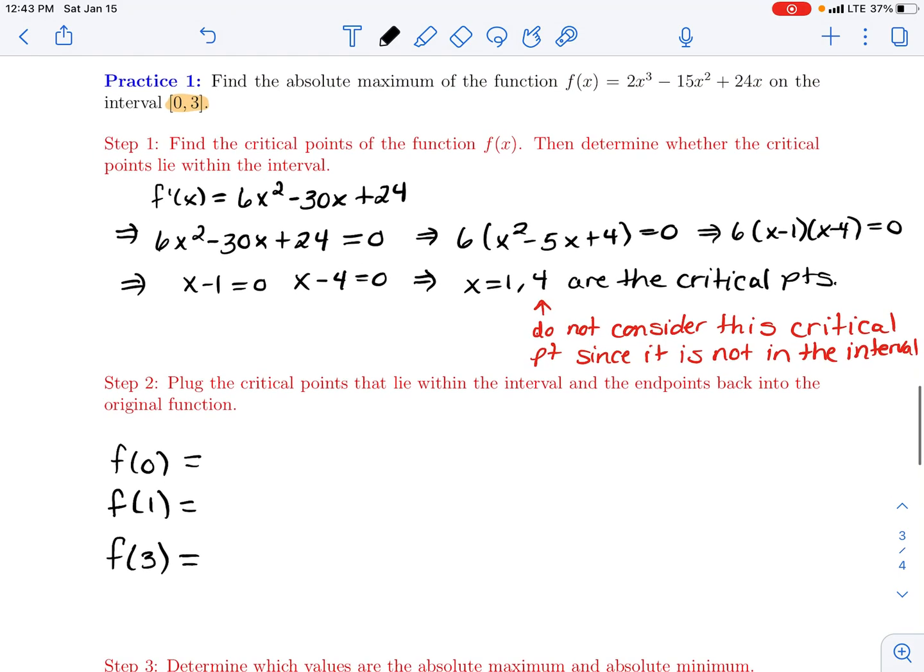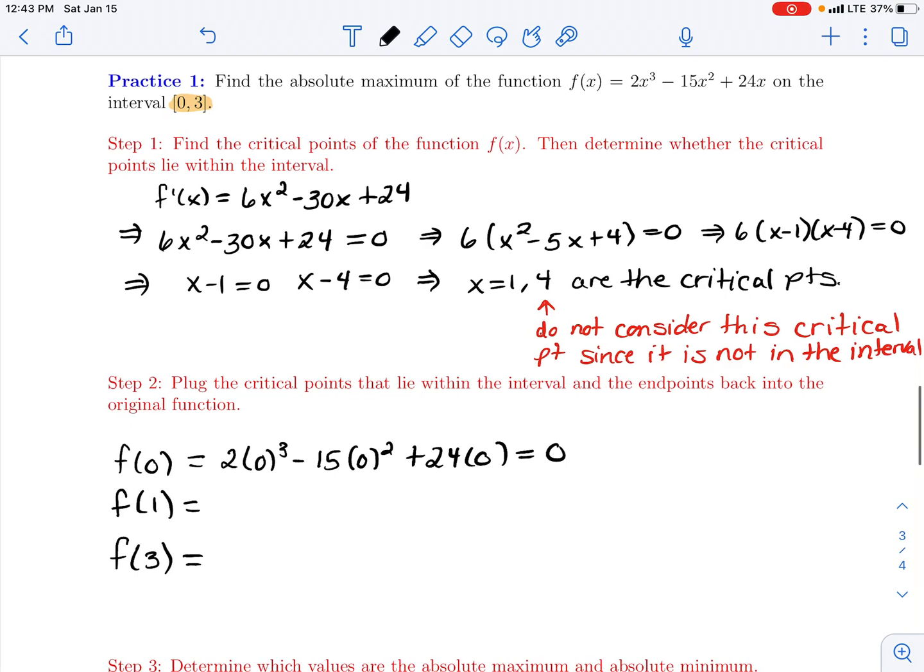Okay, so then here I get that this is 2 times 0 cubed minus 15 times 0 squared plus 24 times 0, and so this gives me 0. Then I have 2 times 1 cubed minus 15 times 1 squared plus 24 times 1. And so this gives me 2 minus 15 plus 24. And that should give me, let's see, negative 13 plus 24. That should give me 11.